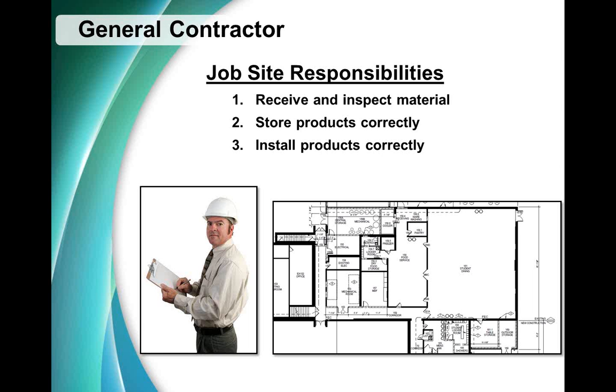Now, looking at job responsibilities, like I said before, the contractor has the main responsibilities, and that is receiving the material, inspecting it, proper storage of the product, which is critical, and then the proper installation of the product. This presentation deals with hollow metal, but those three items are really critical for the contractor for all building products, including all your hardware, partitions, etc. They've got to follow those three items mainly.